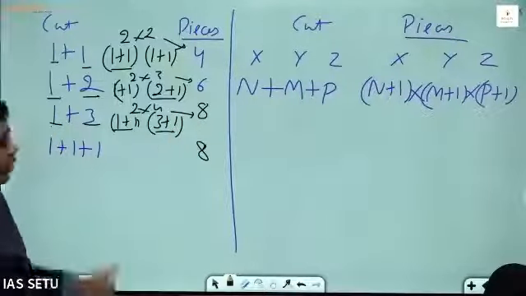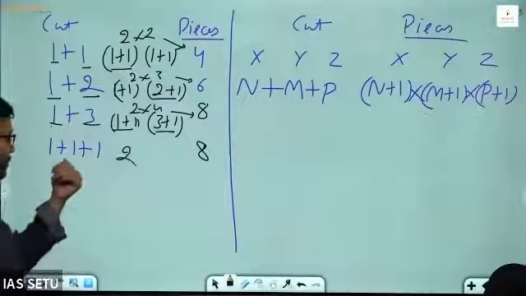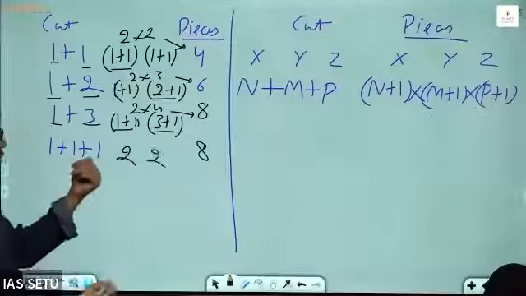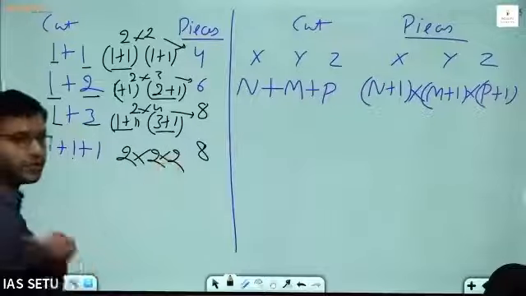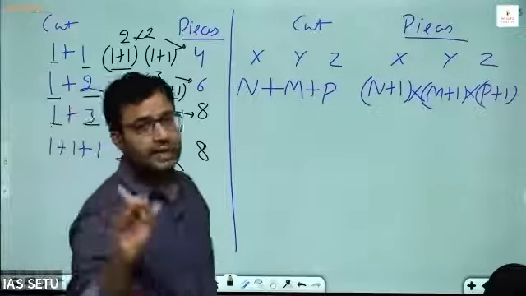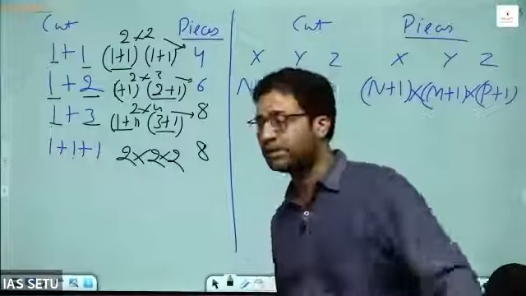Perfect. Now you tell me 1 plus 1 plus 1 cut. 1 cut gives you 2 pieces, 1 cut gives you 2 pieces, 1 cut gives you 2 pieces. Multiply 2 into 2 into 2, 8. Direct answer. Examiner will give you number of cut, will ask you number of pieces, you add 1 and multiply.